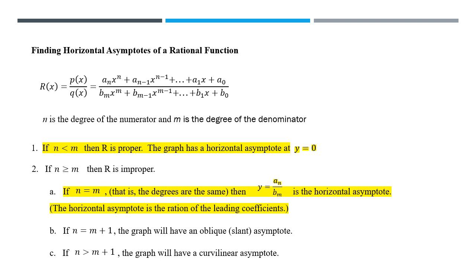So this is what you need to know. When do we get a horizontal asymptote? When is it y equals 0? When is it the ratio of the leading coefficients? And when do you not have a horizontal asymptote? In our cases, we have horizontal asymptotes when the degree of the denominator is bigger, or the two degrees are the same. Otherwise, you don't have a horizontal asymptote.